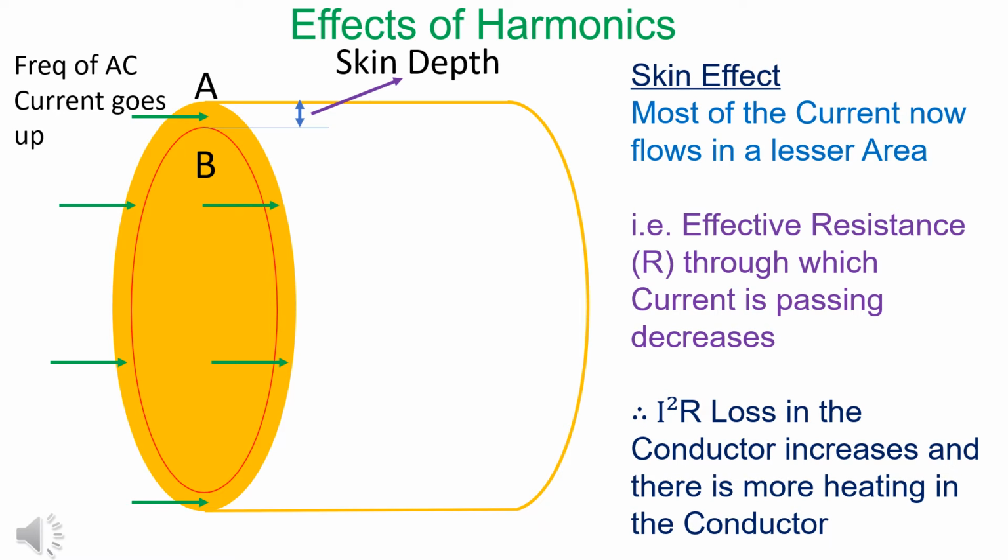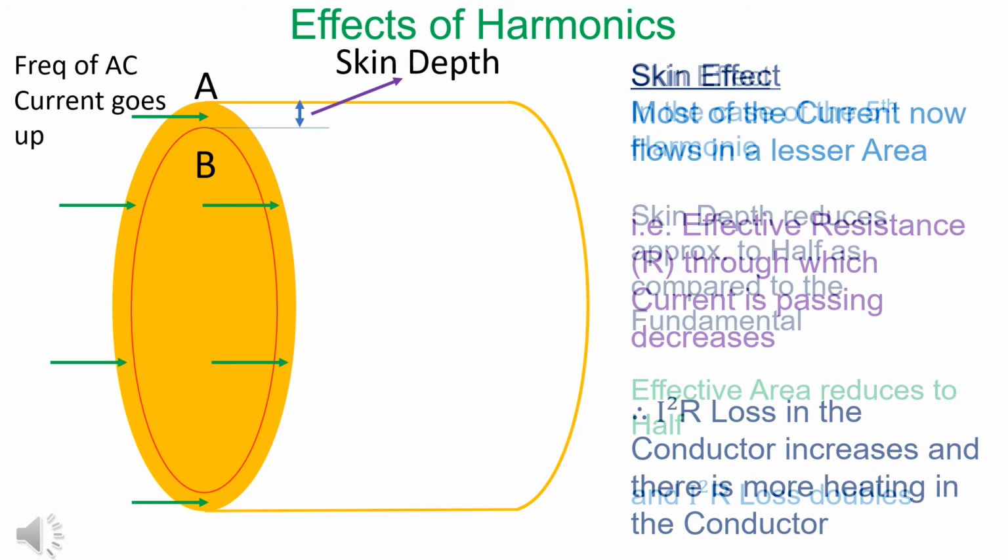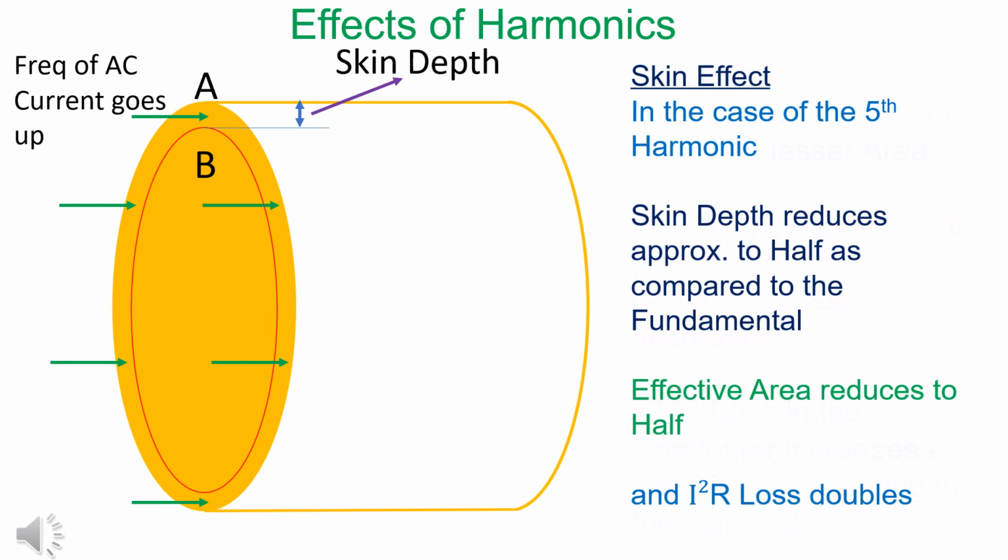Effectively, the current flows through a lesser area. Effective resistance increases, resulting in more I square R drop, increasing the temperature. In the case of the fifth harmonic, skin depth reduces to half as compared to the fundamental. Effective area through which current is passing reduces to half, and hence I square R drop doubles.